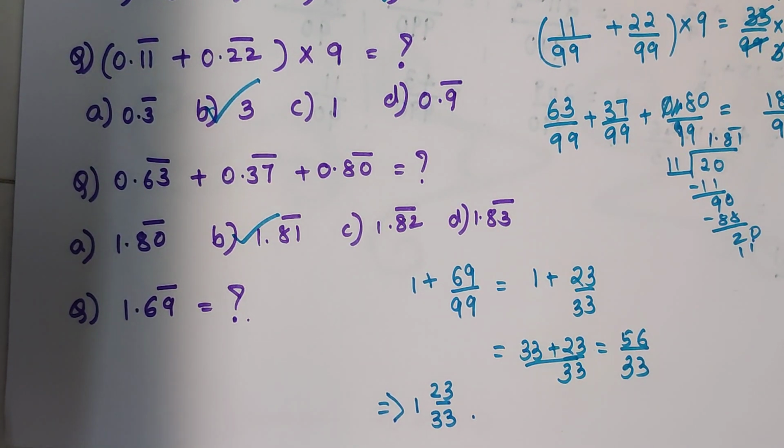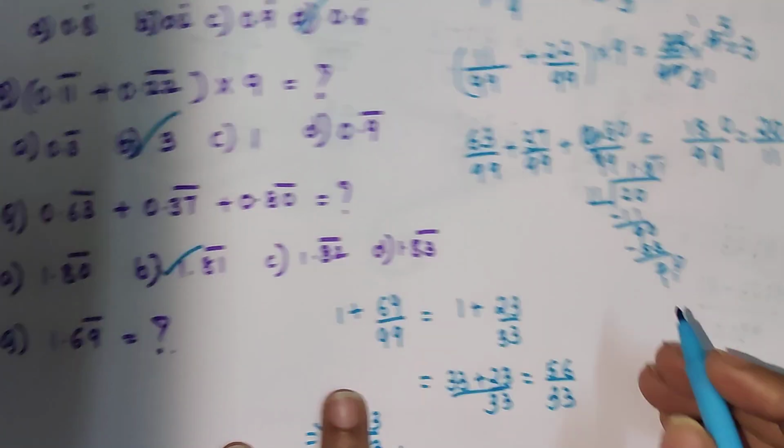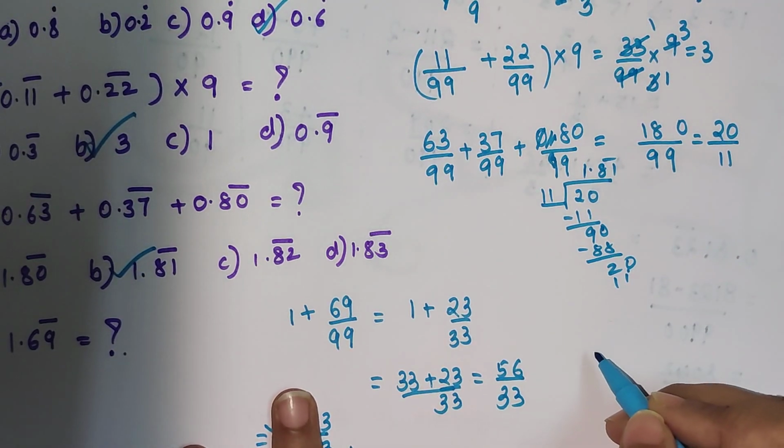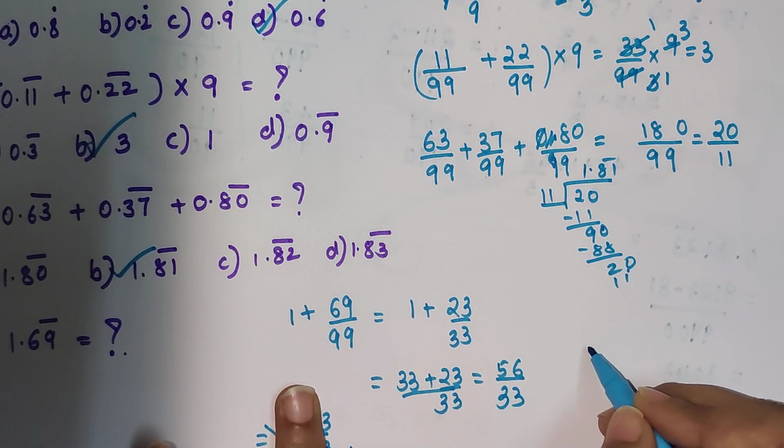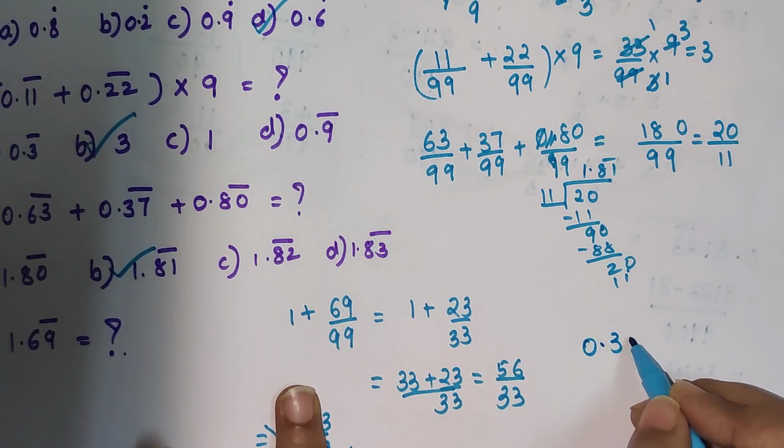Okay, so now time for your DIY. I want all of you to tell me what will be the fraction form of 0.396, where 96 is recurring.